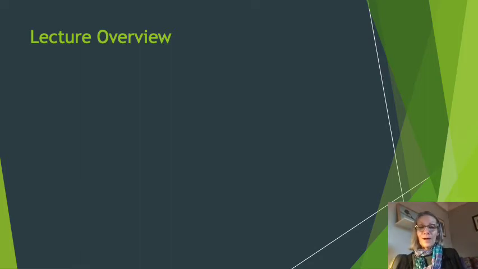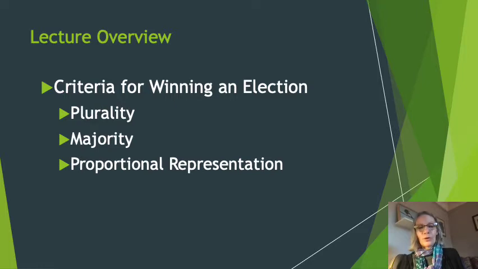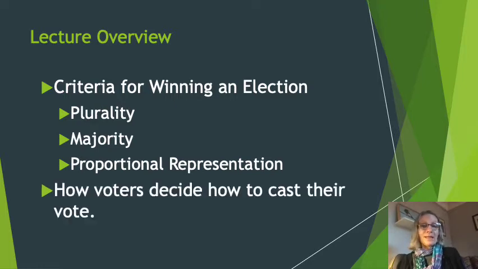Alright, so what are we going to be covering in this lecture? Well, as I stated on the first slide, we're going to be looking at the criteria or the method used for determining who is the winner of the election. And so we're going to talk about plurality, majority, and proportional representation. All three are methods to determine who wins the election. And then we're going to take a look at how voters decide to cast their votes. Like, what are some of the factors that they take into consideration when they're deciding who to vote for? So that's what we're going to look at, and let's get started.